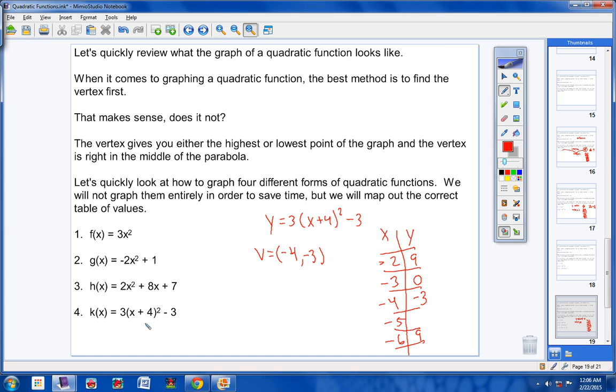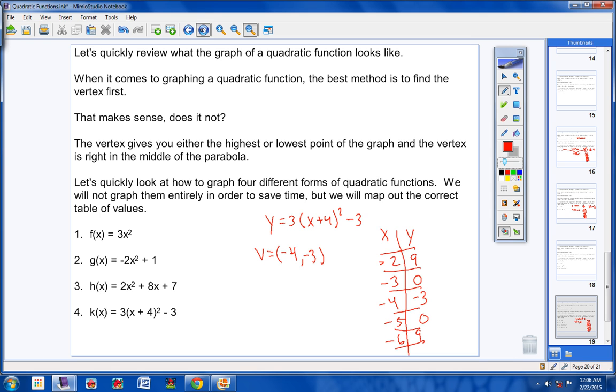Let's put negative 5 in. Negative 5 plus 4 is a negative 1. When you square a negative 1, you get a positive 1. Positive 1 times 3 is 3. 3 minus 3 is 0. So guys, I hope this has been a pretty good review, helping you remember how to graph these polynomial functions. It's really, really important you know all of this.